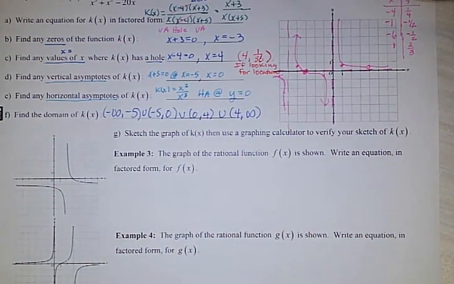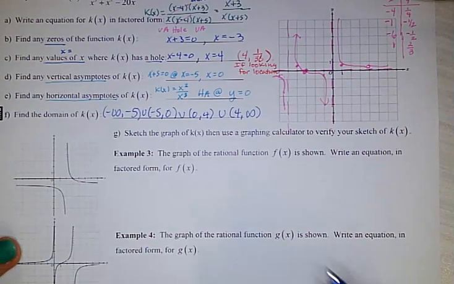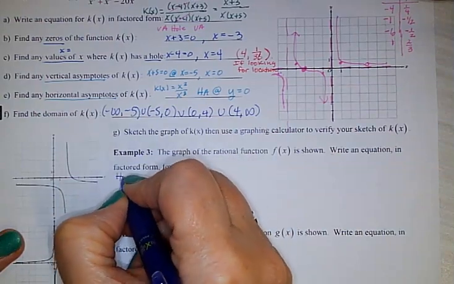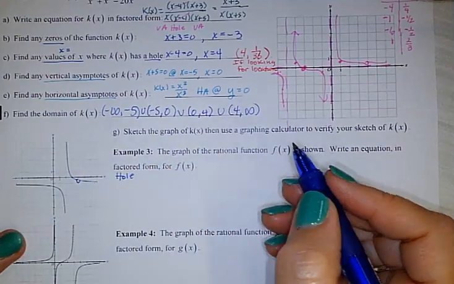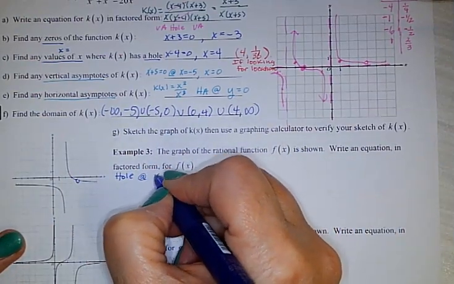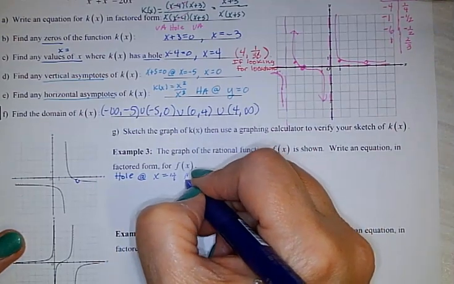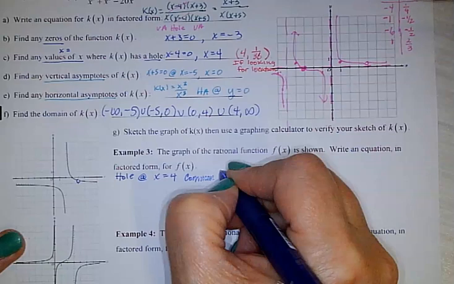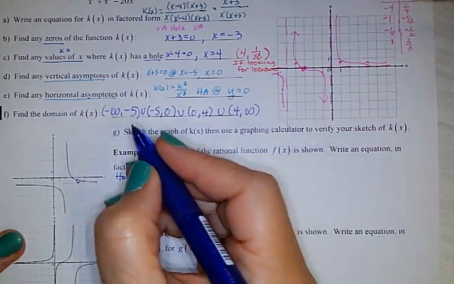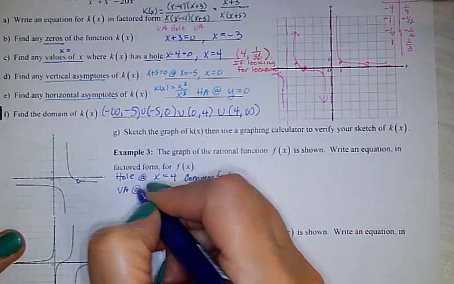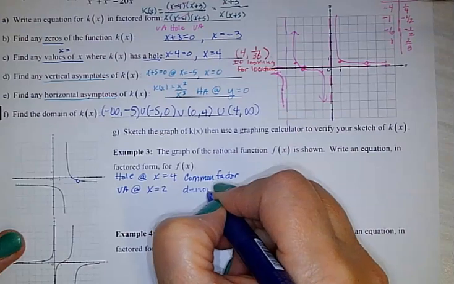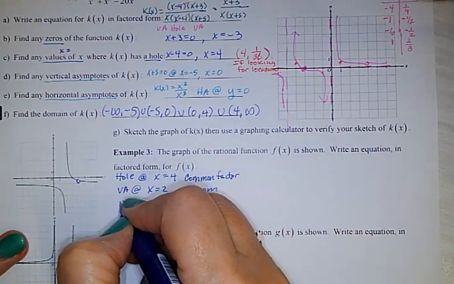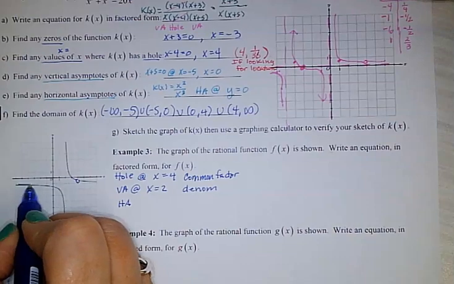The graph of the rational function is shown. Write an equation in factored form for f of x. So what are the characteristics that we can see? We can see we have a hole. If you look real careful, it's right down here. So we have a hole at x equals 4. So remember, that's the common factor. And then we have a vertical asymptote at x equals 2, and that's in the denominator. And then we have a horizontal asymptote, so it's right here.